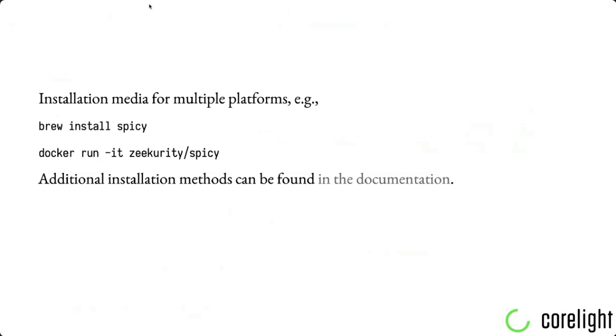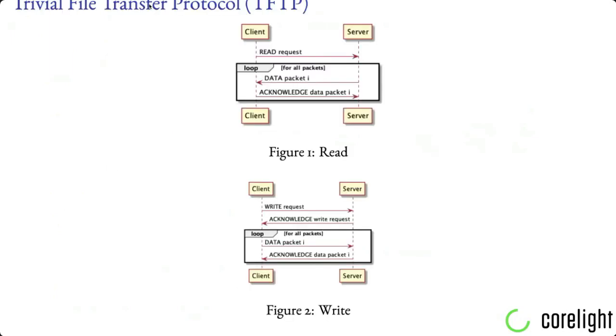So we have Debian packages, RPMs, pre-compiled binaries for some other platforms, a Homebrew formula, and Docker containers. Here I show you two ways you would install Spicy. You could just brew install Spicy, which would get you 1.0 immediately. Or you could run a Docker image that we have up. Like I said, there's a big section in the documentation that shows you other ways to install Spicy or even build it yourself if you want. Right. So what we want to do is look at a simple protocol.